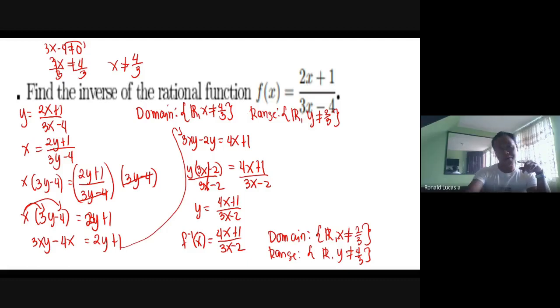Pero meron ba tayong problema sa pagkukuha ng domain? Kaya ako to sinabay dahil baliktad lang naman ang domain and range rather than having a separate lesson for this one. From Andrea Asparin, the inverse is 5x minus 1 over 2x minus 3. Okay. Alam ko na kung saan pinagkamali. Sige. Let us answer the next.